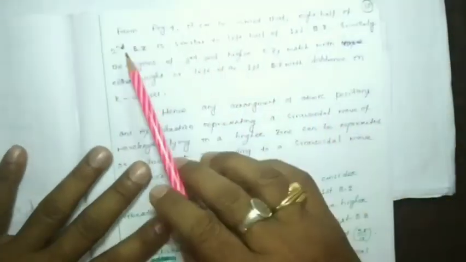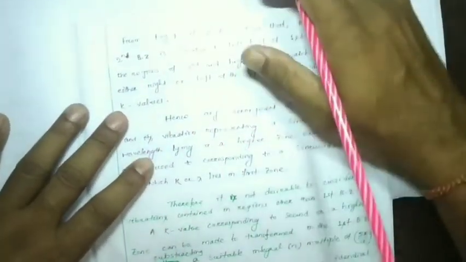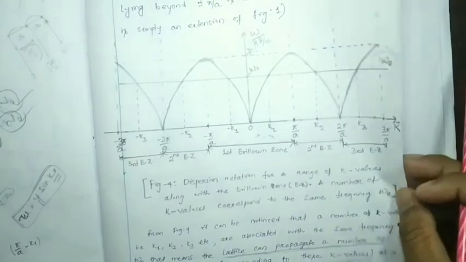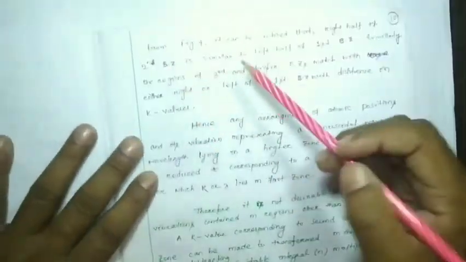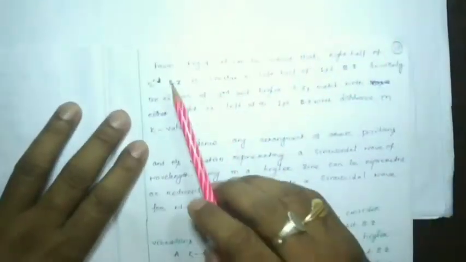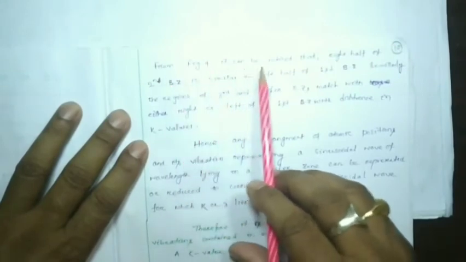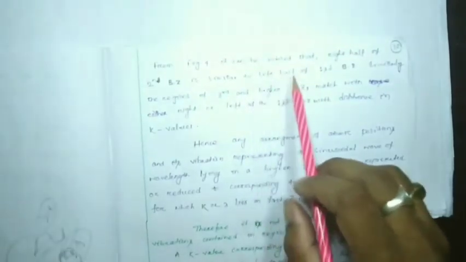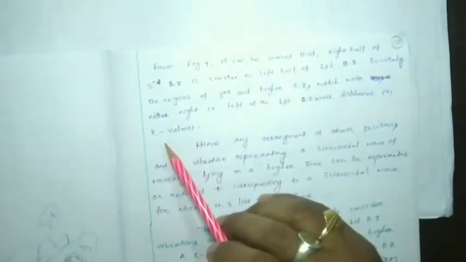Same thing whatever I discussed, I have written. I am just reading, you just watch. Okay, from figure 4, that backside it is there. I suggest that you draw this figure up to this much, and whenever you watch this explanation, you have to put your figure at your right side. Okay, so here from figure 4 it can be noticed that the right half of the second Brillouin zone is similar to the left half of the first Brillouin zone. We saw that there.